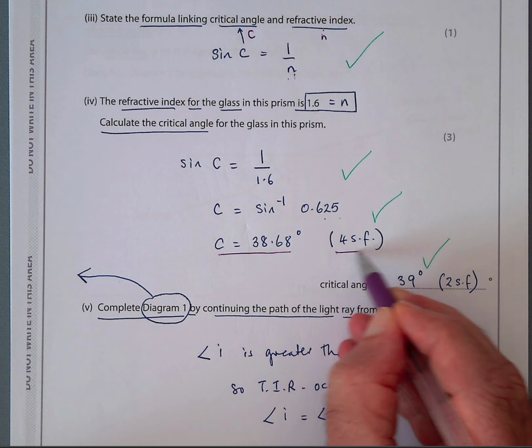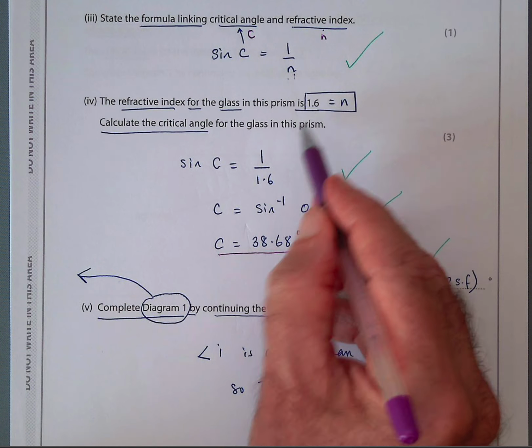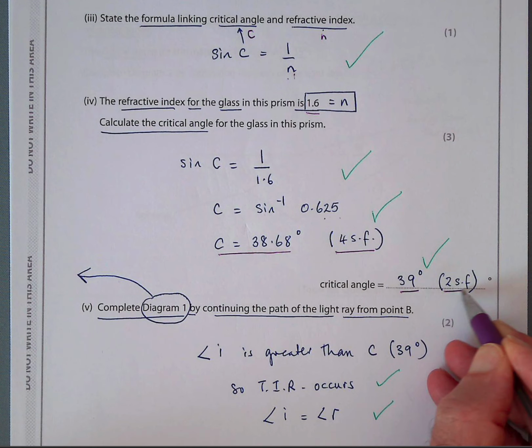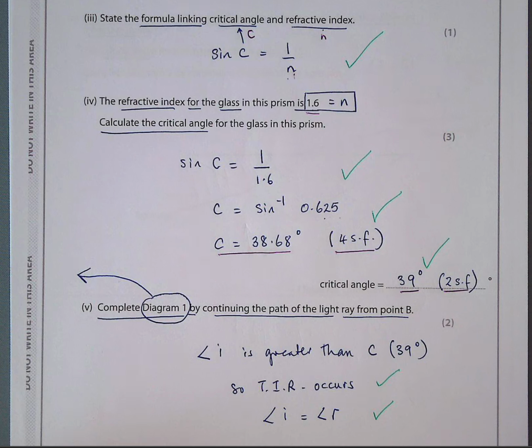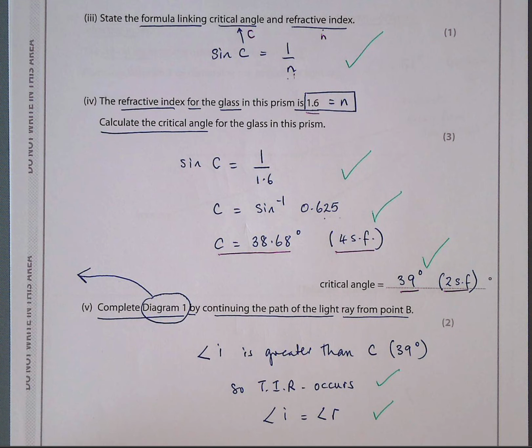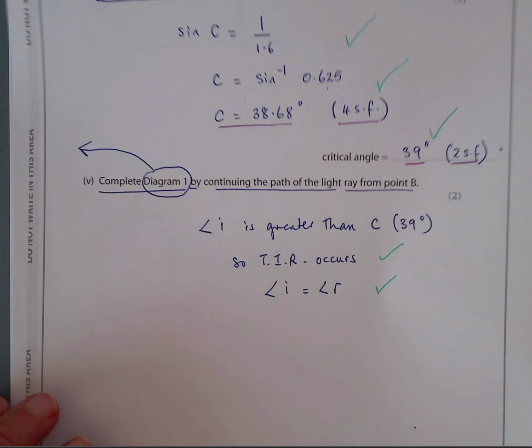That's 4 significant figures, but we only have 2 significant figures in our data, so you should only give your answer to 2 significant figures, and that's how you get the 4 marks for this section. Okay, 1 for putting numbers in, 1 for doing the inverse sine, and 1 for quoting the answer to an acceptable number of significant figures.